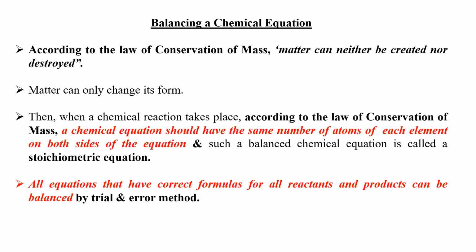So this is the logic behind balancing chemical equations. During a chemical reaction, I repeat, matter is never destroyed. It only changes its form from reactants to different kinds of products. At the end, the number of atoms of each element on the reactant side and the product side should be equal. And this is the logic behind balancing chemical equations. As you have learned from the last class, balanced chemical equations are otherwise called stoichiometric equations.